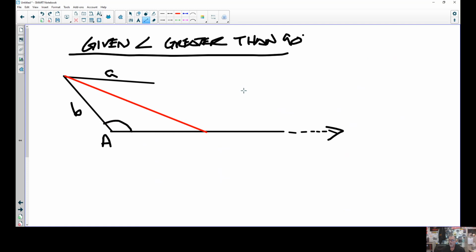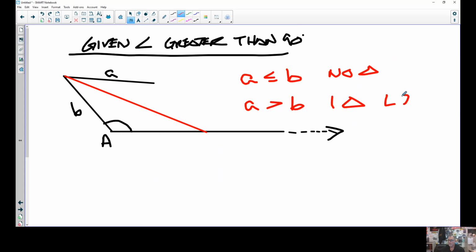We don't need to worry about that. All we have to do is compare some basic ideas. If A is less than or equal to B, then we have no triangle. If A is greater than B, then we have one triangle. We just use law of sines to solve it, right? Because we'll have a pair and we'll just go from there.